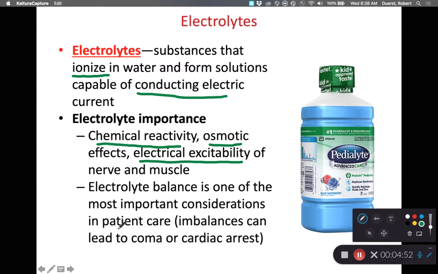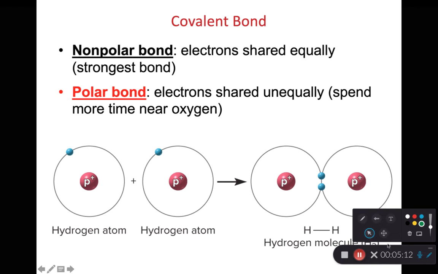When we look at electrolyte balance, it's very important for our bodies. If we have too many or too few, you can have abnormal cardiac rhythms, you can have abnormal brain functions, you can have abnormal water balance within the body. So we need to maintain electrolyte balance within our bodies and within your future patients' bodies as well.